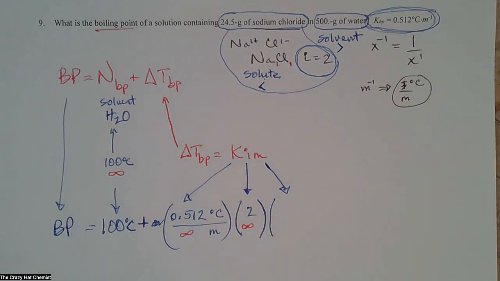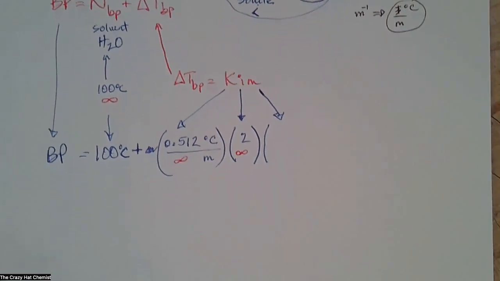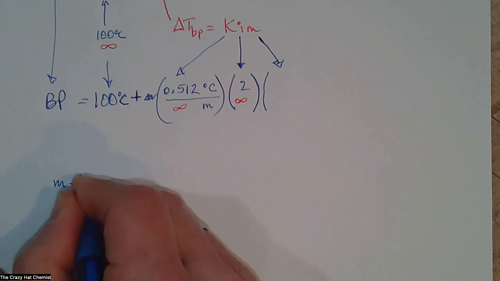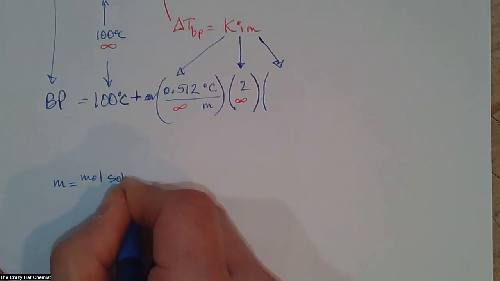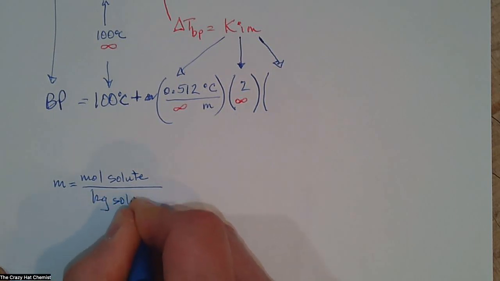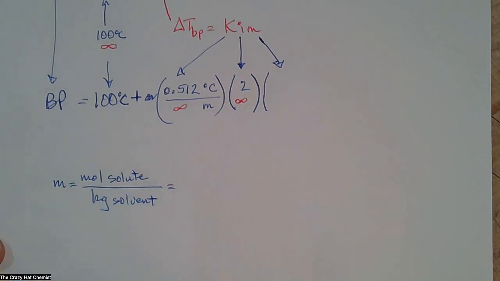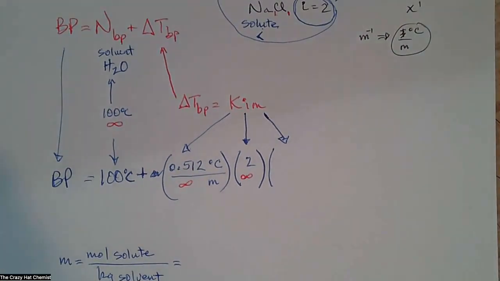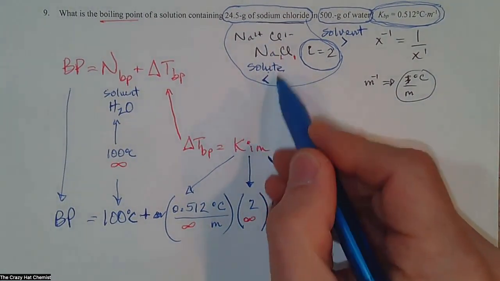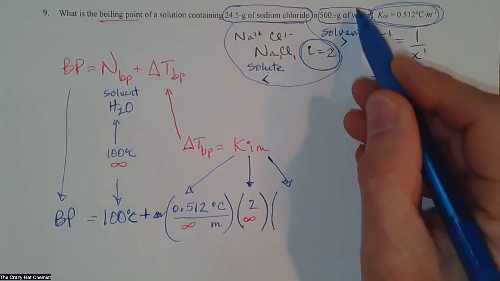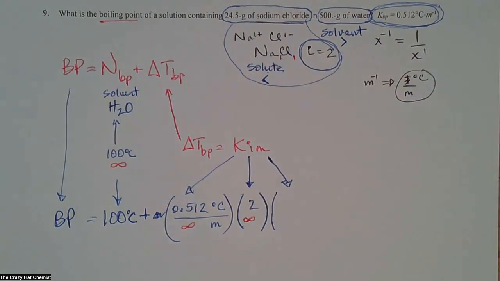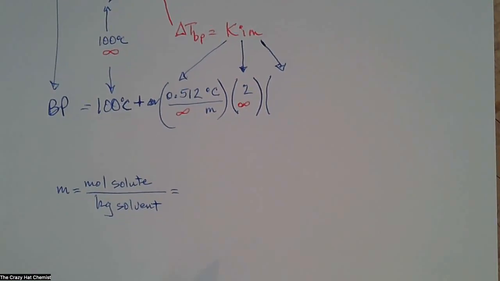Okay, so I'm going to slide this on up here, and we are going to solve for the molality. Molality is equal to moles of solute over kilograms of solvent. Okay, and so if we go back up over here again, we have the solute is equal to the sodium chloride and the solvent is equal to the water. I'm given that the solute is 24.5 grams of sodium chloride. So I'm going to be plugging that into this right here.